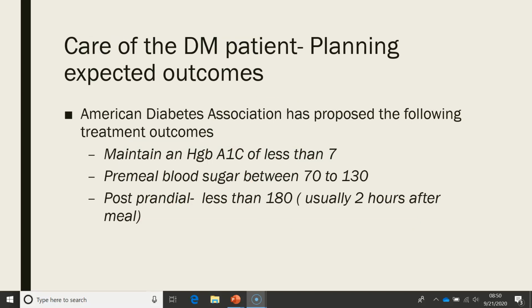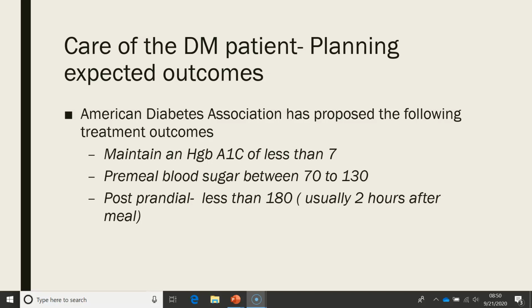Care of the patient with diabetes. Planning. What are our expected outcomes? The American Diabetes Association has proposed the following treatment outcomes. You want to be able to maintain that hemoglobin A1C less than 7. They want a pre-meal blood sugar to be between 70 and 130, and their postprandials to be less than 180.